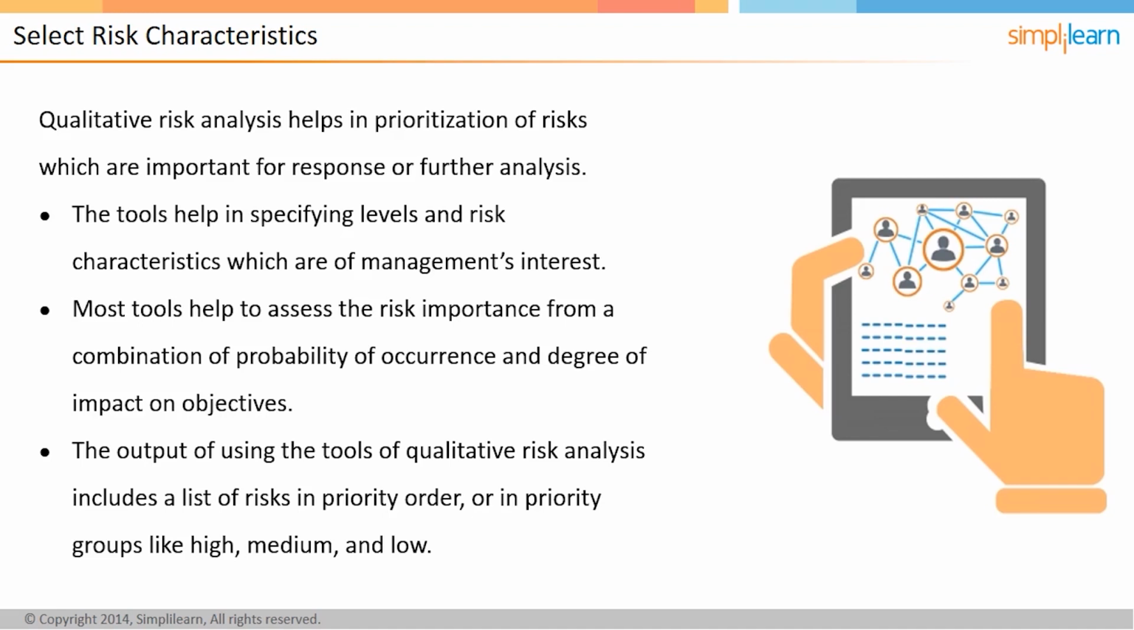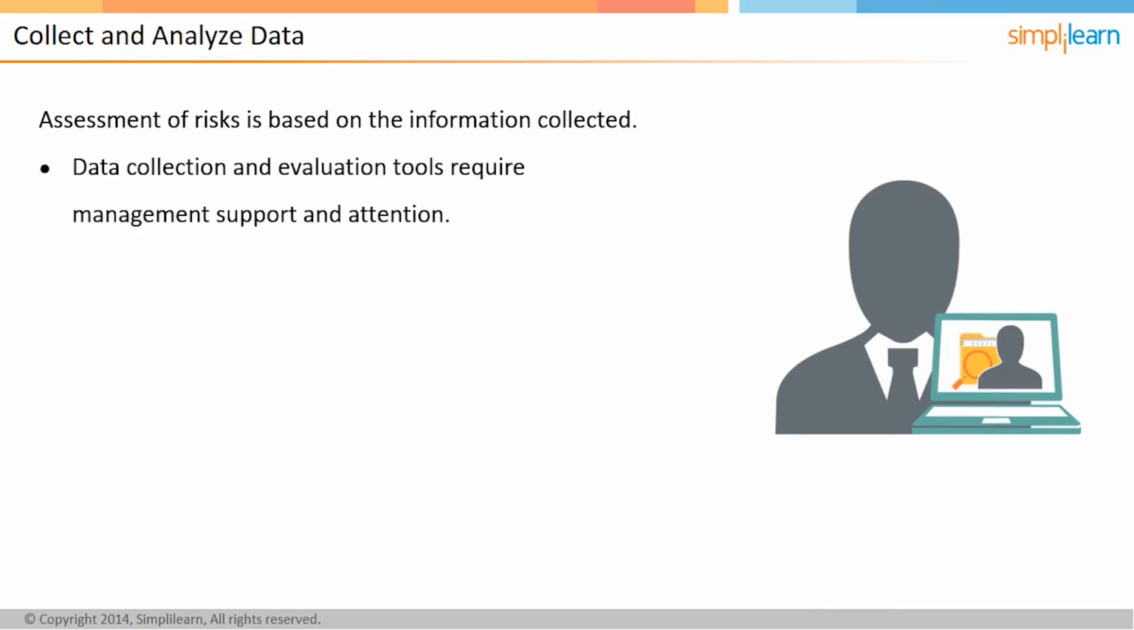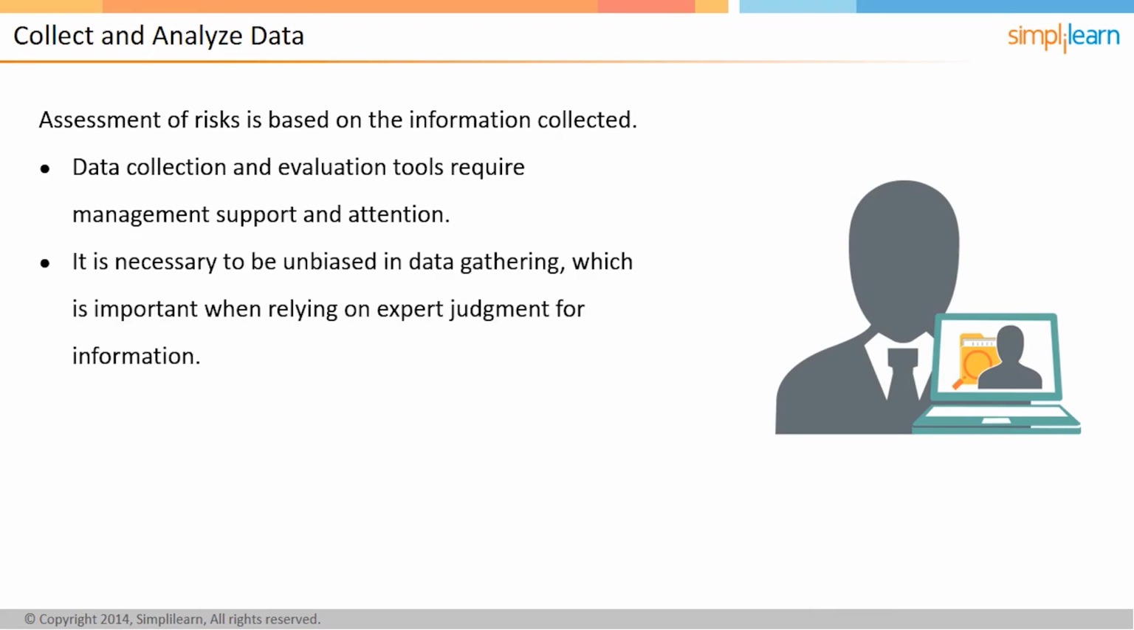Once the risk characteristics are set, the next step is to collect and analyze the data. Let us discuss this in the next screen. In this screen, we will focus on the assessment of individual risks. Assessment of risk is based on the information collected. Therefore, data collection and evaluation tools require management support and attention. It is necessary to be unbiased in data gathering, which is important when relying on expert judgment for information.